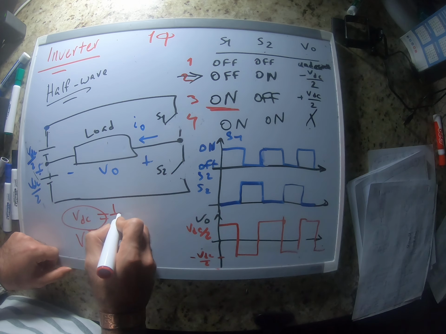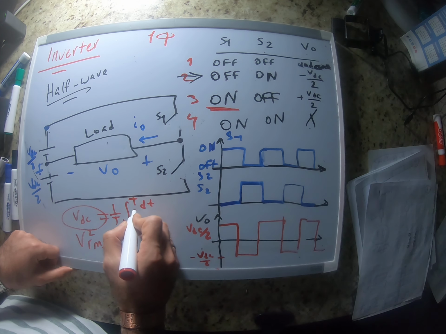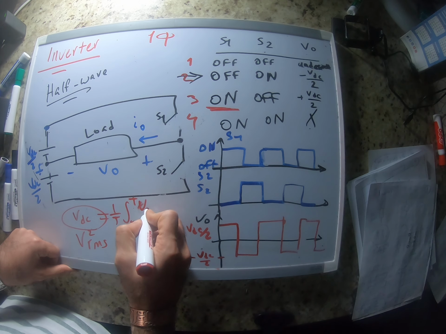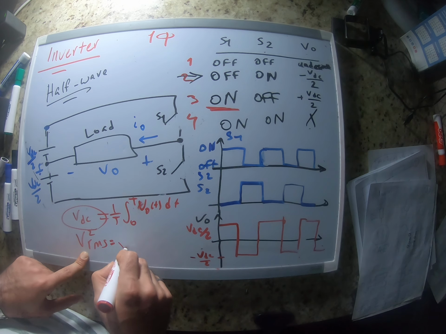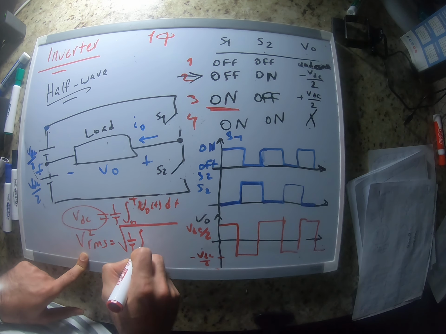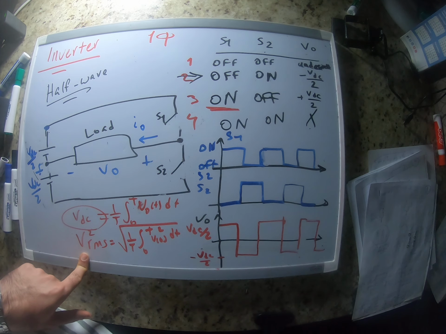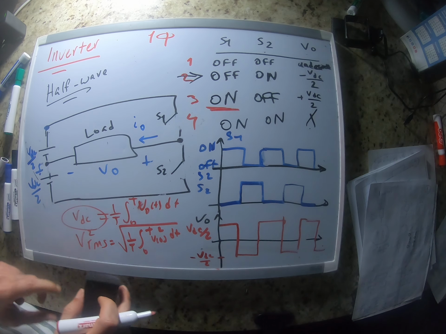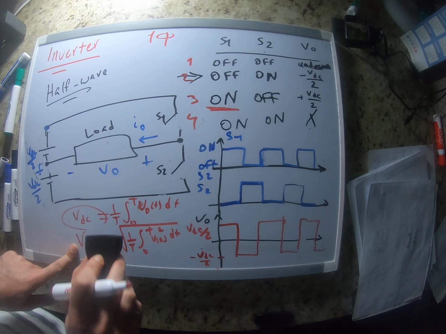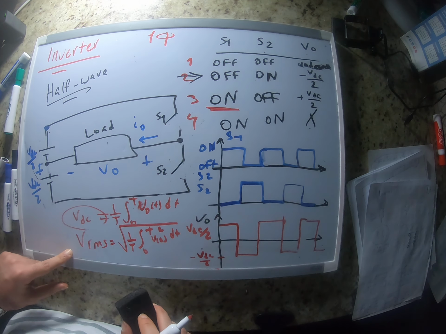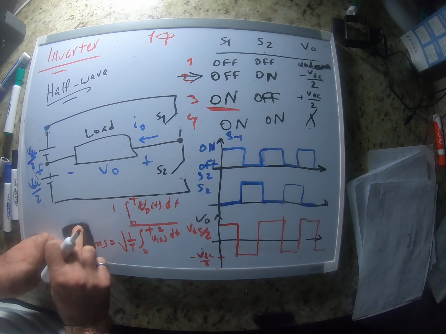Like DC, it's going to be 1 over T integral from 0 to T of VO dt. And the RMS value is going to be root mean square. Okay, so I want you to calculate both the DC and RMS value of, sorry, there's no square here, the DC and RMS value of this output voltage.